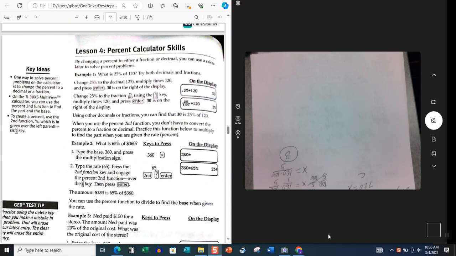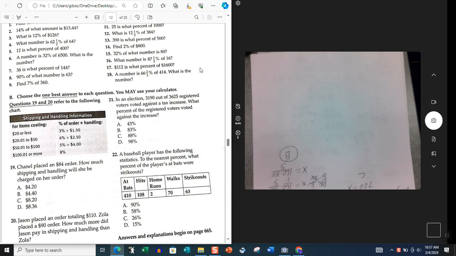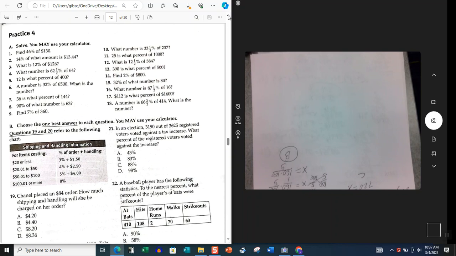Okay, class, we're about to start lesson 4 on chapter 3, and this is lesson 4, percent calculator skills. Now, you can do this on your calculator. However, I would like for you to do it the algebraic way that we've been doing it so that we stay consistent. So we're going to do a few problems here, and you will notice it's similar to the problems that we've already been doing. So let's go to problem number 1.